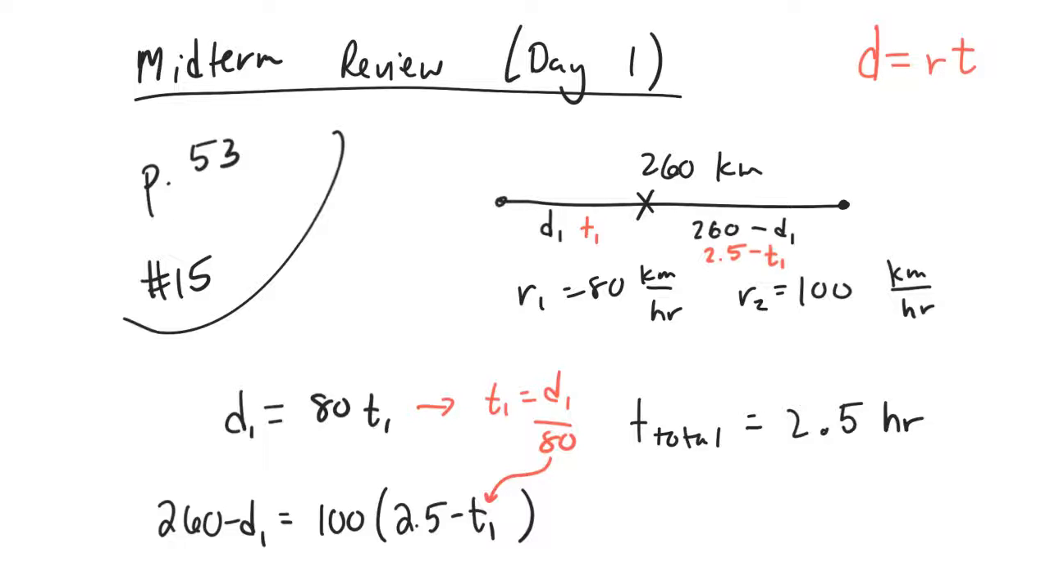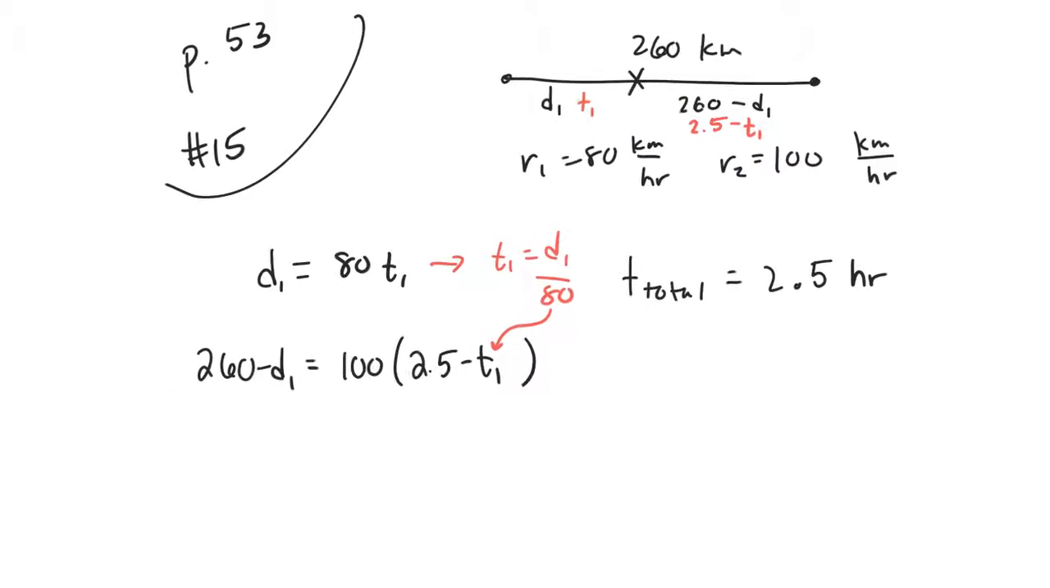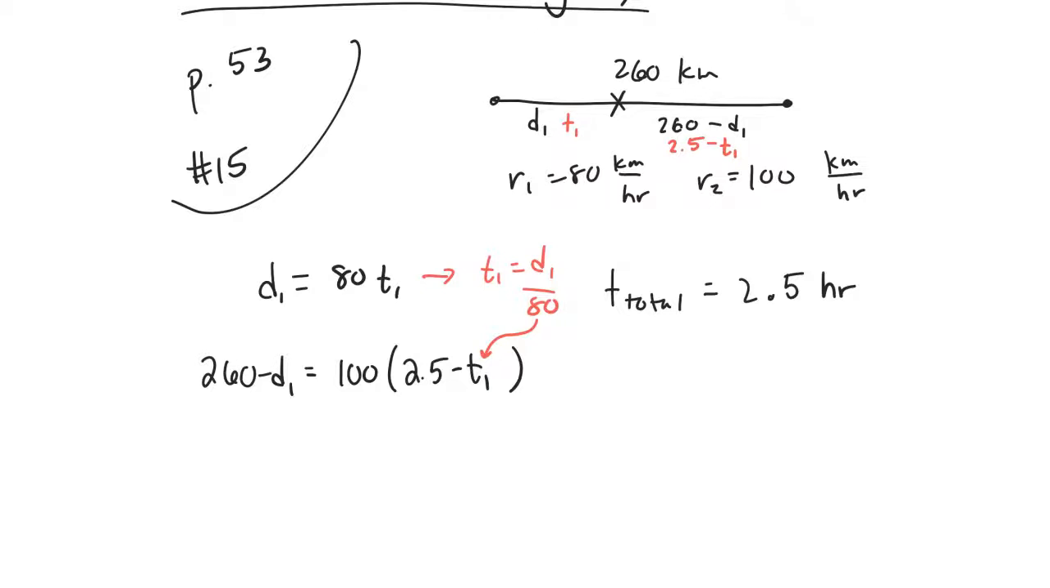Now, yeah, it's going to be a fraction. I get it. But at this point in the year, we should be kind of better at doing fractions, right? Shouldn't be as much of an issue as earlier in the year we might have said, like, oh, I just don't want to deal with fractions. So this equation becomes 260 minus D1 equals 100, parentheses, 2.5 minus D1 over 80.